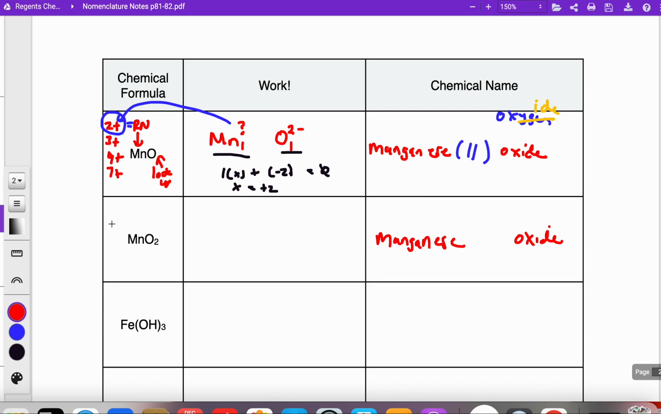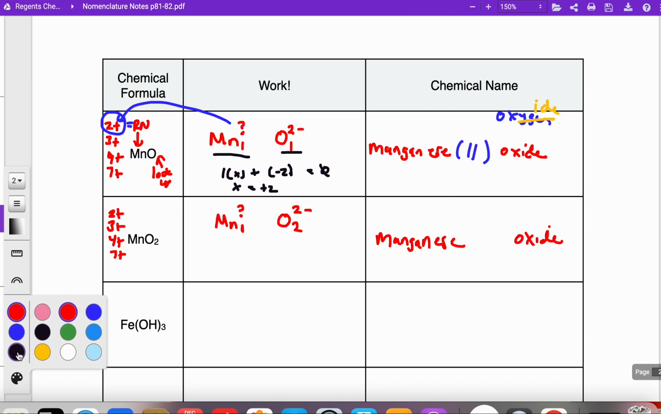So once again, we know that manganese has a +2, a +3, a +4, and a +7. So we'll utilize a reverse crisscross. We have our Mn and O. Mn's subscript is 1, O's is 2. O is the anion, so we know its charge is -2. Now we have to figure out which one of manganese's charges is being used.